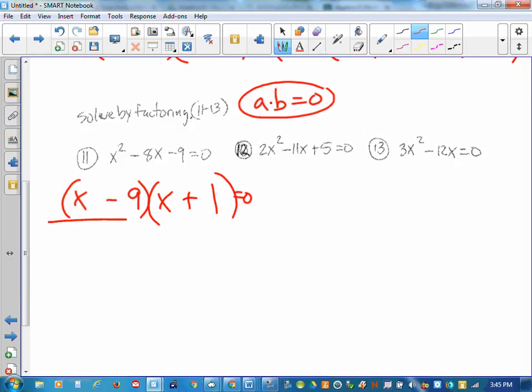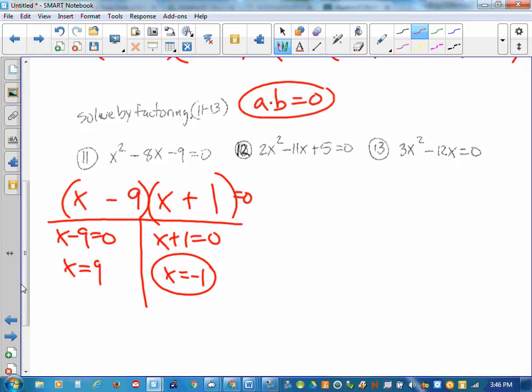And now I do the zero product property. I go x minus 9 equals 0, x plus 1 equals 0, and I get x equals 9 and x equals negative 1. So I got to solve for x on each one of those. So I added the 9 over, I subtracted the 1 over to solve.